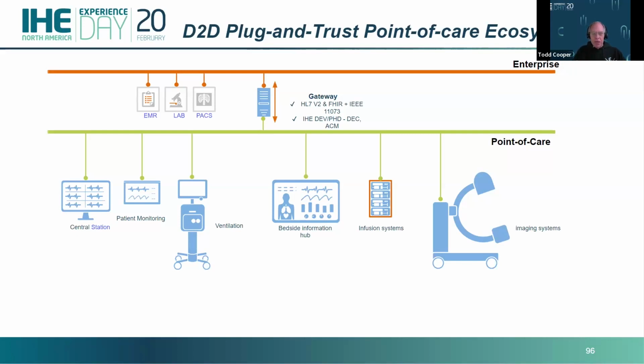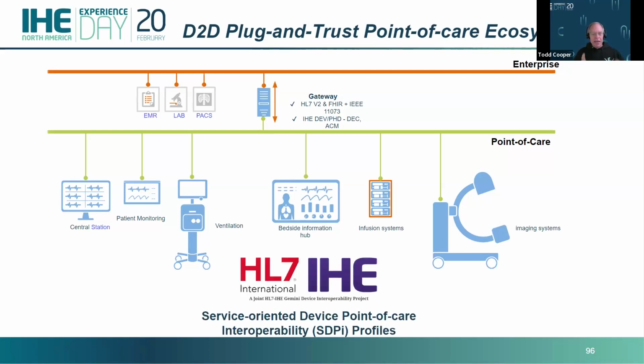But this bottom point, and if you can click again, is really what we're talking about here. And notice the logo: HL7 IHE service-oriented device point of care interoperability profiles, device-to-device connectivity. Kids, we've been working on this for 40 years. So this is really exciting for me to be able to get to this point. Next slide.